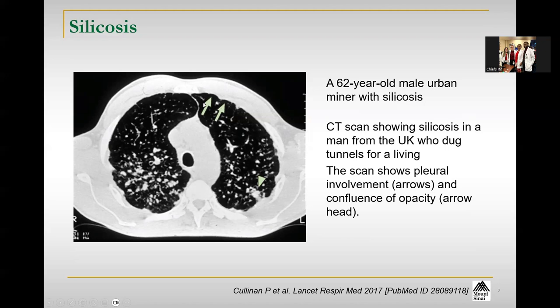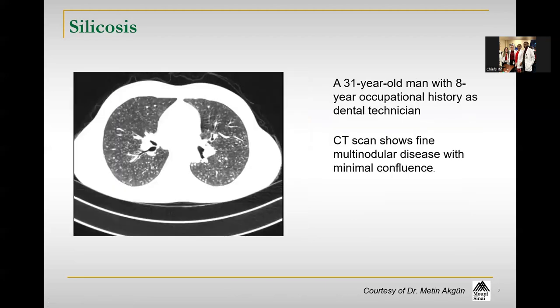One important thing: silicosis does not produce real pleural plaques. However, when there are subpleural nodules and they coalesce, as they do here, it can produce an image that some people call pseudo plaques, which suggests pleural thickening, but is due to the coalescence of subpleurally located parenchymal nodules. So this is another case of simple silicosis. It is a case of a dental technician, somebody in the manufacturing of dental products, and there is multinodular disease with minimal or trivial confluence of those nodules.